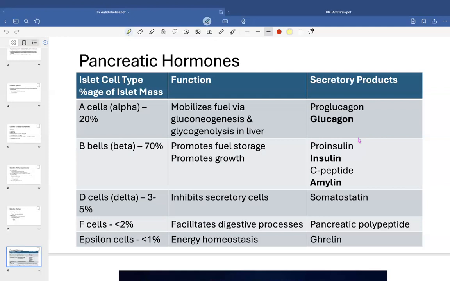Ghrelin, think of as the hunger hormone. It's a signal to the brain that will promote food cravings and also prepare the GI tract for digestion. But three products I have in bold here, insulin, amylin, and glucagon, are, we'll say, pharmacologically relevant, particularly in type 1 diabetes.